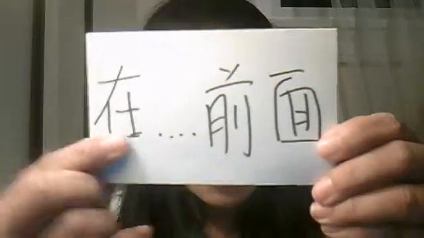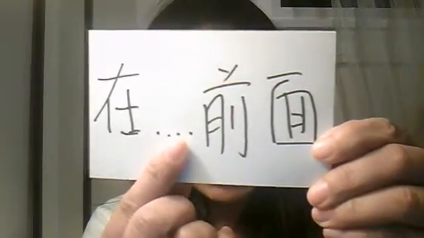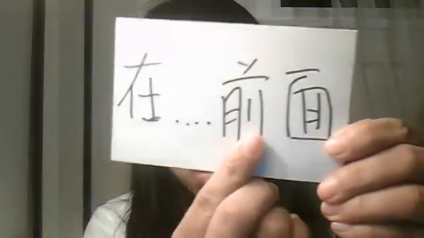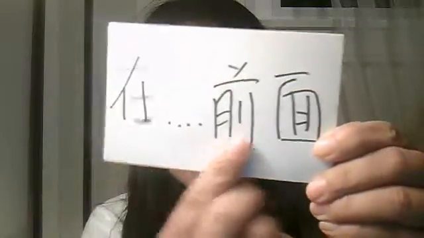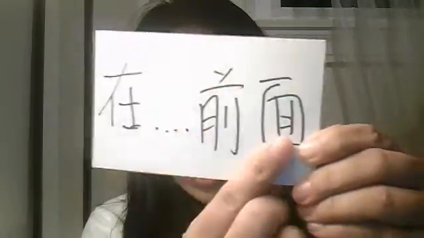So you would never say 前面房子, front house, front of the house, like you would say in English. People would be like, what are you talking about? That does not make any sense. So it's very important. You say at, then what you're relating to, then front. 在我的前面, at my front. 在房子前面, at house front.